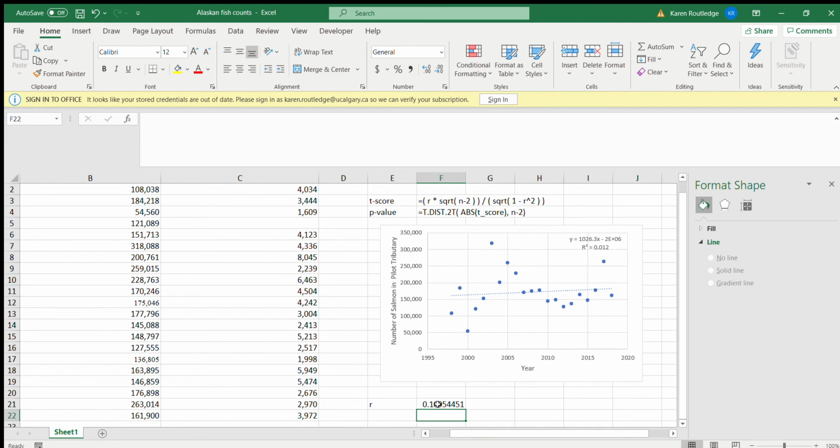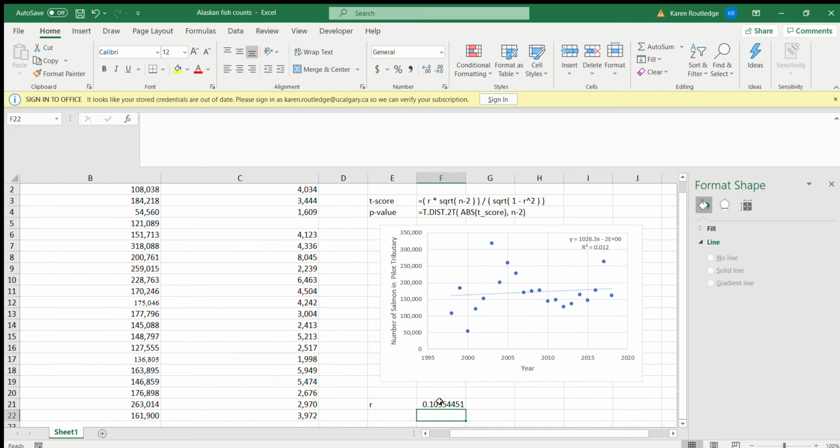R is again a very small number, which makes sense. R goes from -1 to +1, and 0.1 is pretty close to 0, which would imply a nearly horizontal line. There's a lot of scatter, so again, the x-axis variable is not doing a good job of predicting our y variable, and so our correlation between the two is very poor.